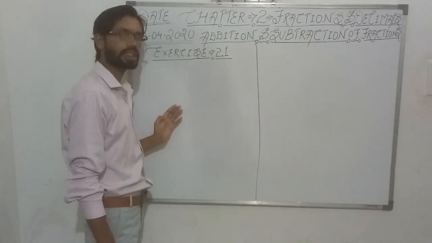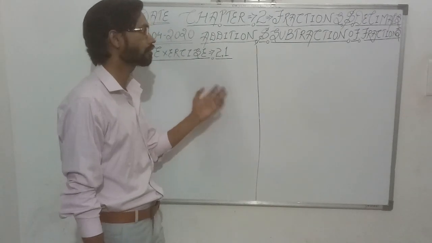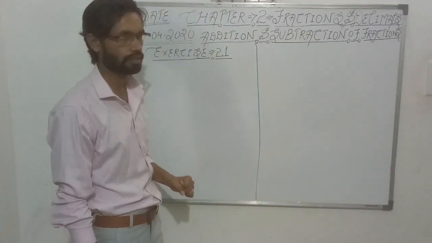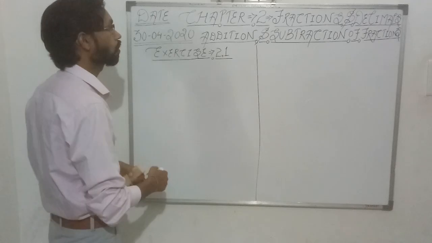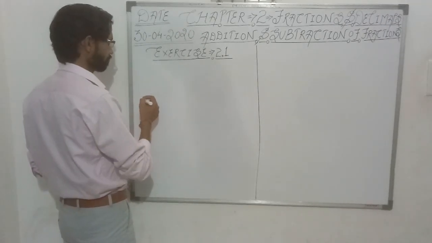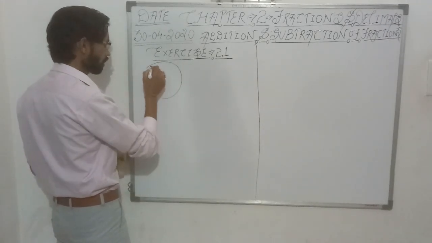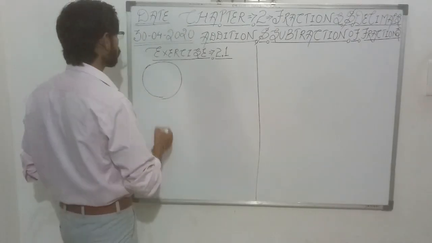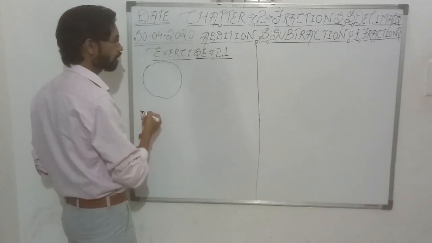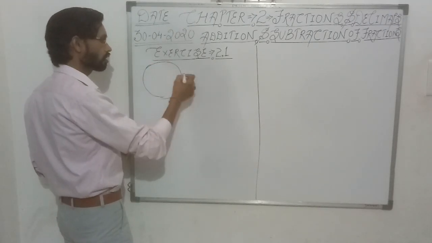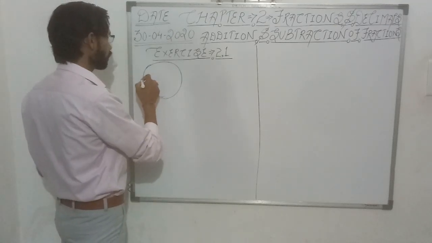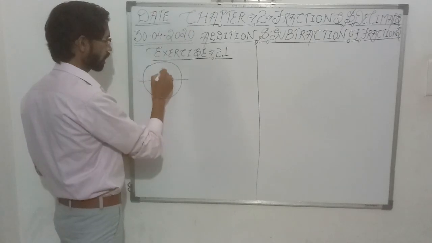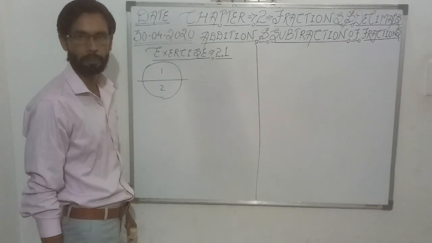Before we begin with the exercise, let us recall once again what we studied about fractions in the previous lecture. Fraction means, suppose I'm talking about a circle. I want you to split this circle into two equal parts. I'm cutting either in the horizontal or the vertical way. Suppose I'm cutting in the horizontal way. When I cut, this circle is split into two equal parts.